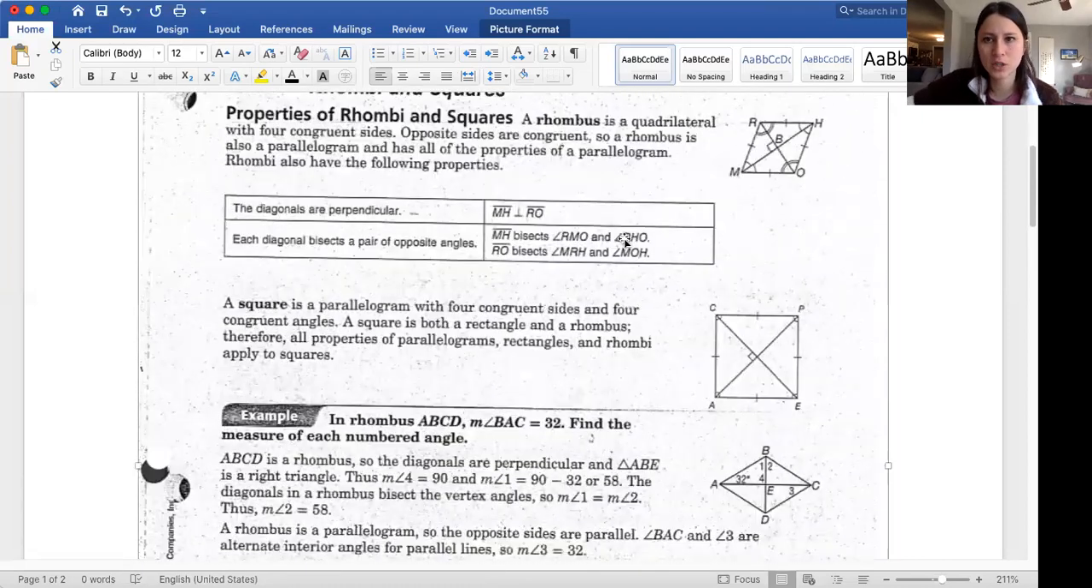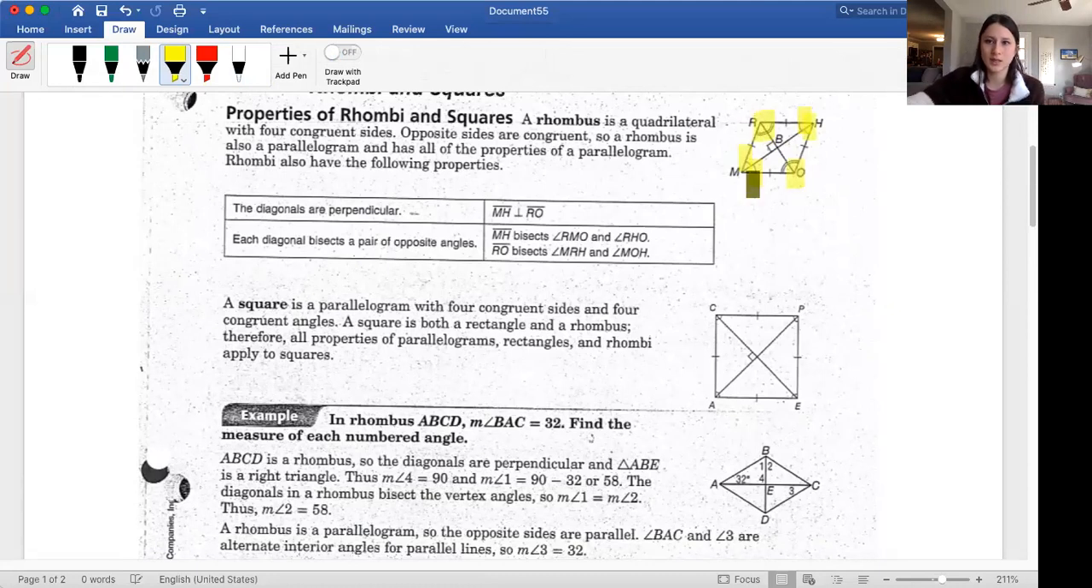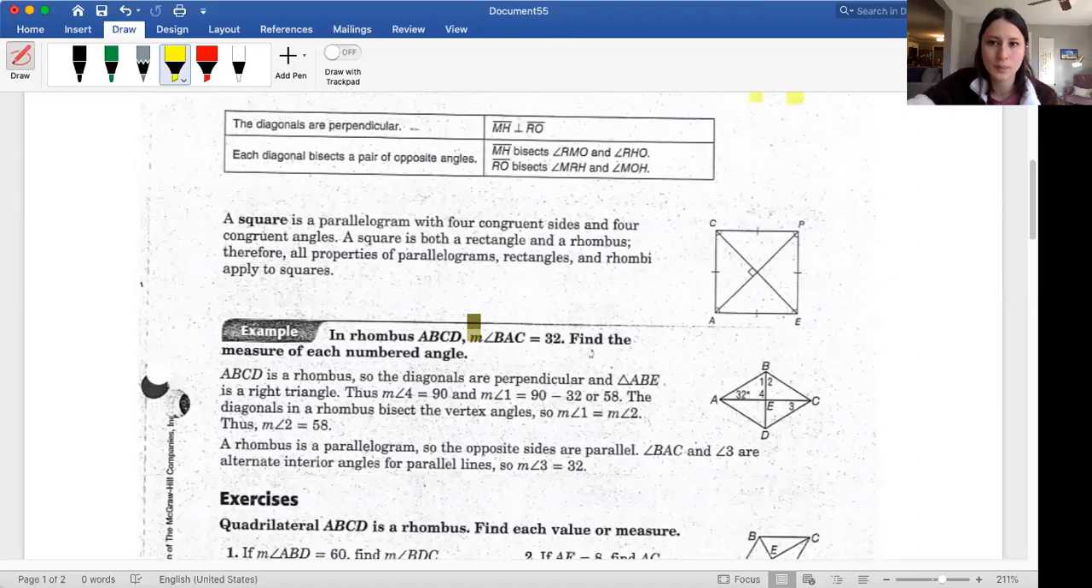So looking at this picture, you can even see that these angles here are bisected, they're the same. These angles are the same, and then it has all 4 congruent sides. And also the diagonals are perpendicular, it creates this right angle.